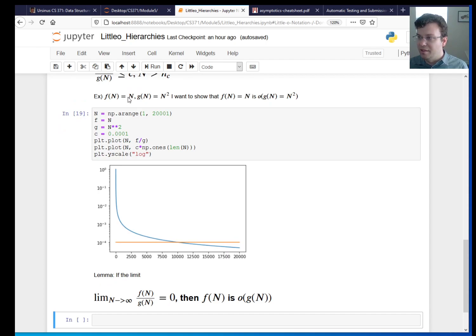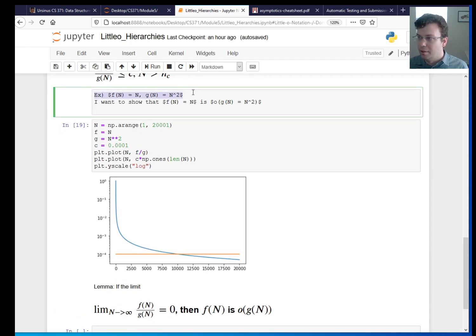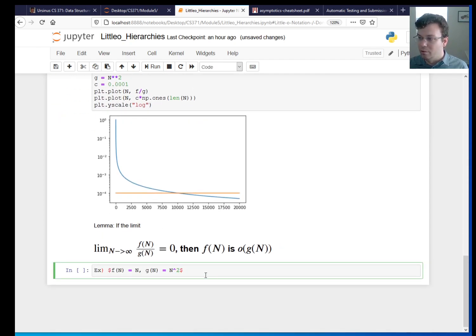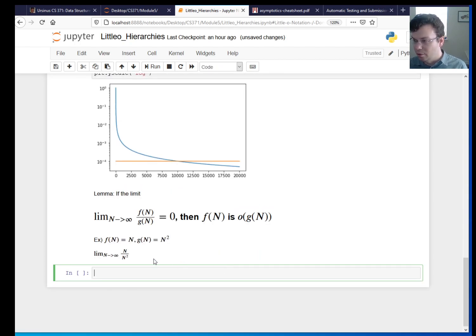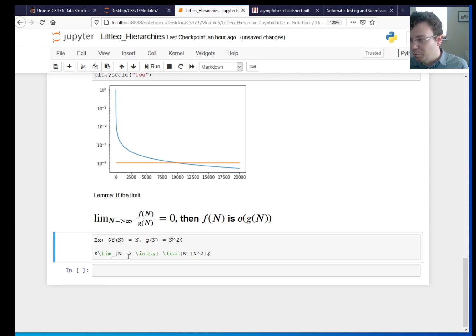So let's look back at this example that we had, where f of n is n and g of n is n squared. So somehow I have to show that the limit as n approaches infinity of f of n over g of n, which actually ends up being n over n squared. So we need to evaluate this limit and show that it's 0. Well, here's where we put our calculus or pre-calculus hats on. And we multiply this by a fancy 1.